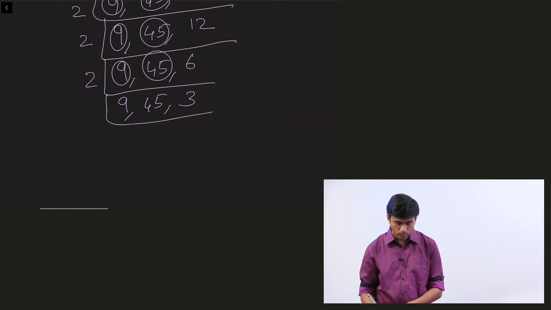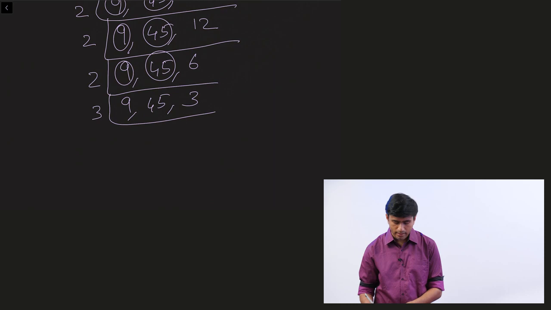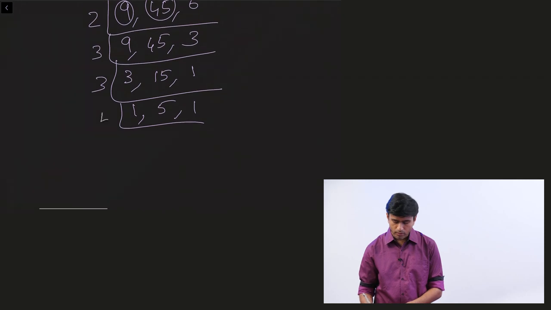Now we can do 3 is a common factor. 3 3s are 3, 15s, 3 1s, 3 1s, 3 5s. The last one is 5 1s, 1s, 1.